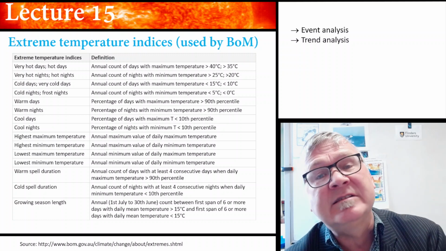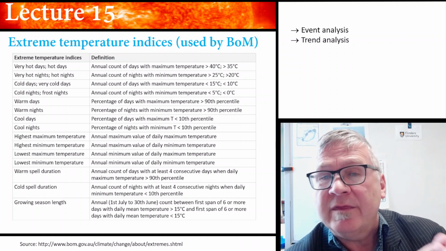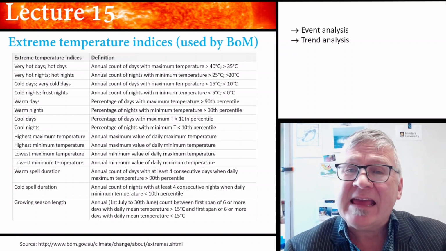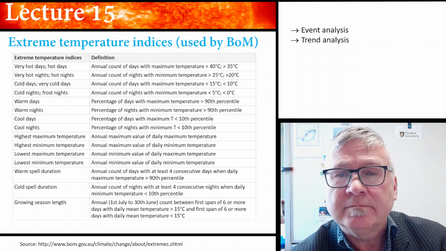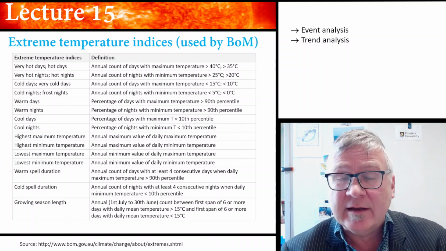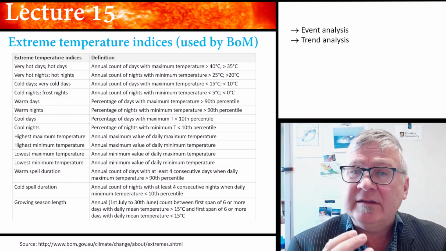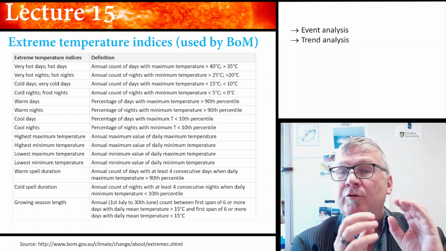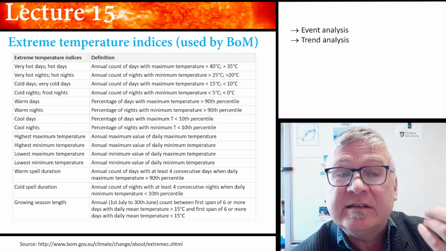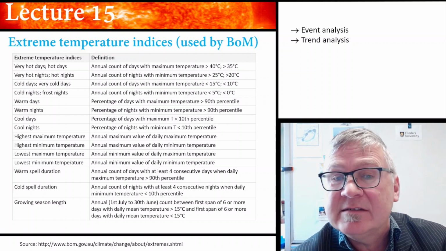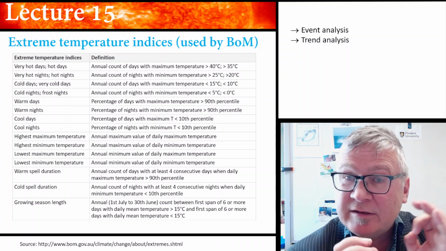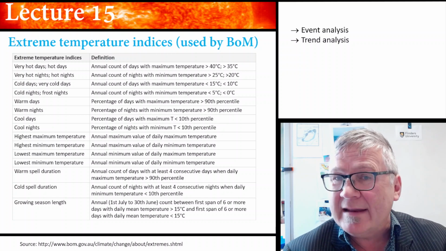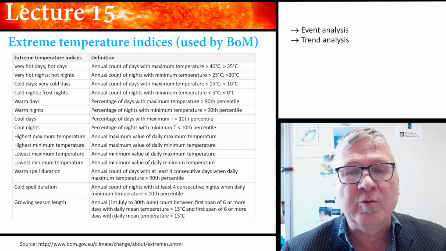An event analysis means counting the number of days that satisfy a specific condition. And then you can do a trend analysis. You can compare: did this number increase or decrease? This is from the Bureau of Meteorology, and these are the extreme temperature indices that they use, so that you get an idea that it's not only one index. It's a wide range.